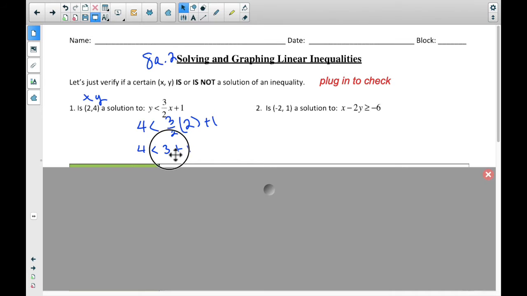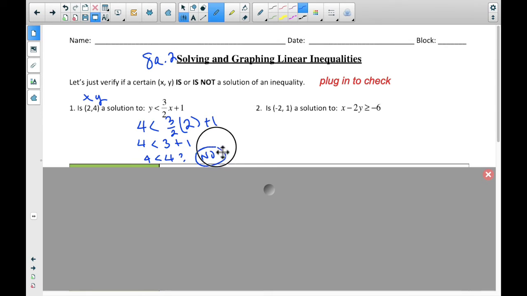Okay, so there's a question for you. Is 4 less than 4? No, 4 is not less than 4. 4 is equal to 4. If they had an equals with it, maybe, but this is a less than. So then the question is, well, what is a solution? What point would work? We're going to talk about that here in just a second.